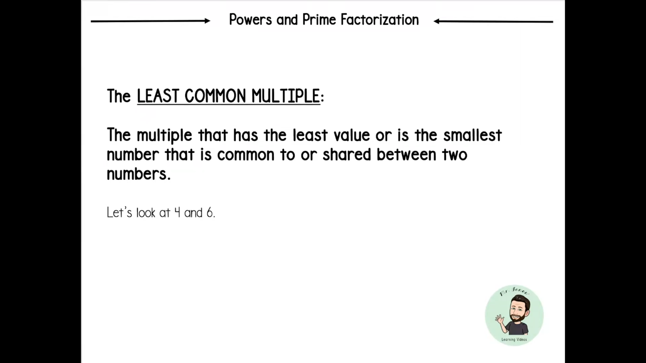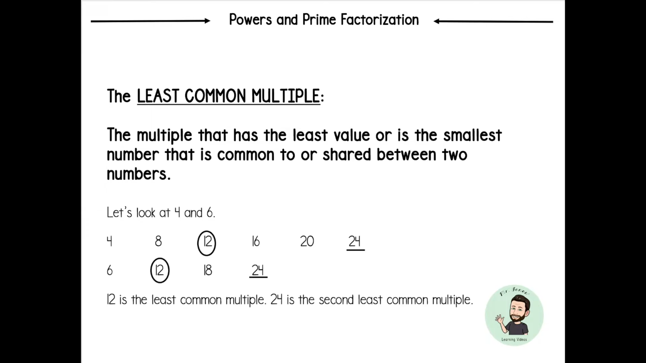Let's look at 4 and 6. If we skip count, we see that some multiples of 4 are 8, 12, 16, 20, and 24. And multiples of 6 are 12, 18, 24. So 12 is the least common multiple between the two, and 24 is the second least common multiple.